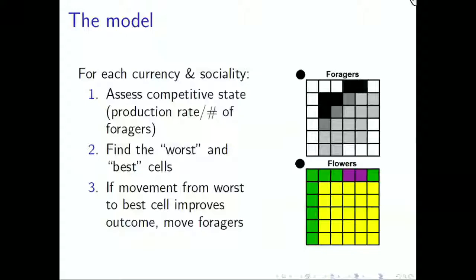At each step, and for each currency and sociality, the first step is to look at the competitive state, so the production rate in a given cell. Say a field of flowers, we can divide it up into cells, like over here. And then we divide that up evenly among the foragers. Then you can find the best and worst cells using that. So again, this is assuming they are ideal, so they know where the best deal is. And if movement from the worst cell to the best cell improves the outcome, either for themselves or for their colony, then foragers will move to it. And then this iterates over many steps until we reach an equilibrium distribution.